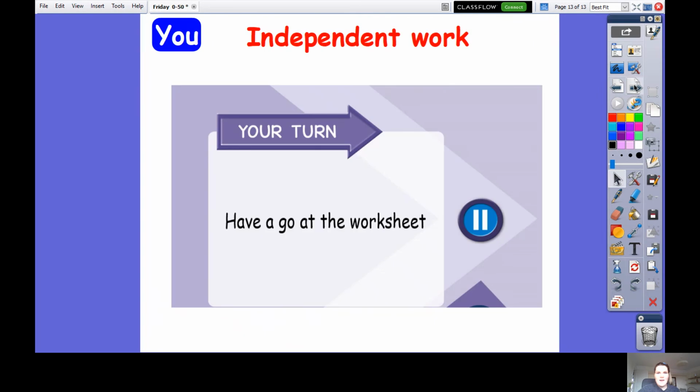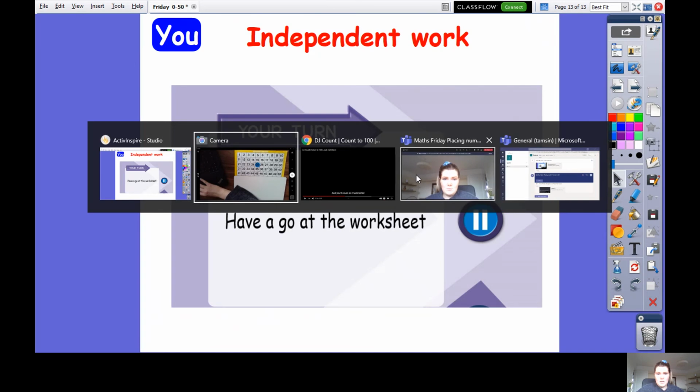Fantastic. Okay, so you're going to have a go yourself, okay? You're going to have a go with the worksheets, okay? Use the numbers on the worksheet to help you and explore your numbers from 0 to 50, okay? I want you really checking to make sure you write your numbers the correct way round, okay? And have a go at my challenge.